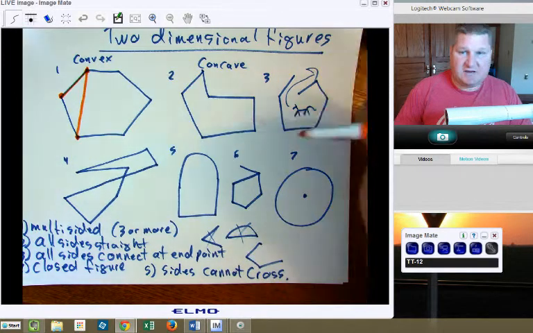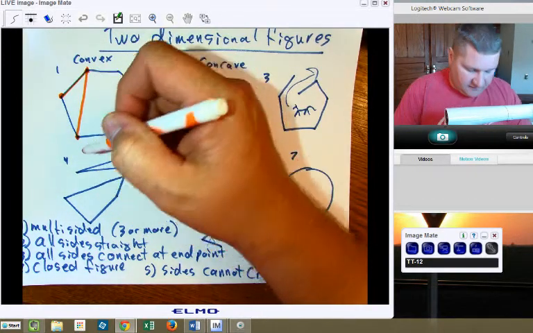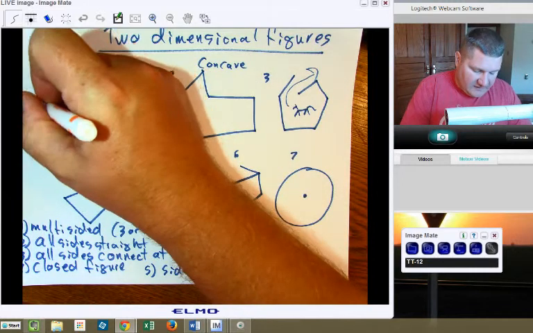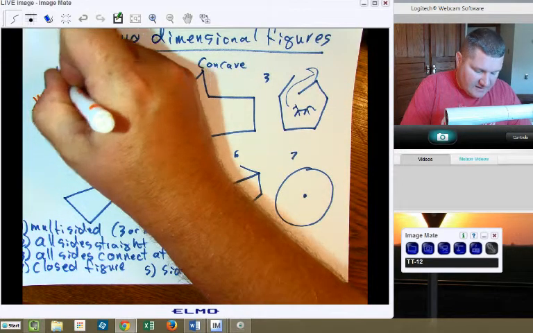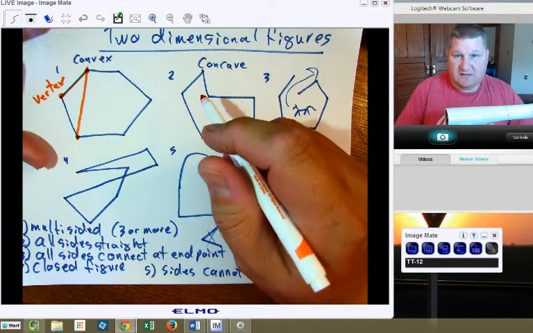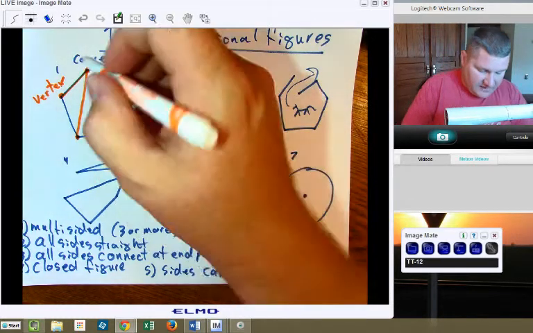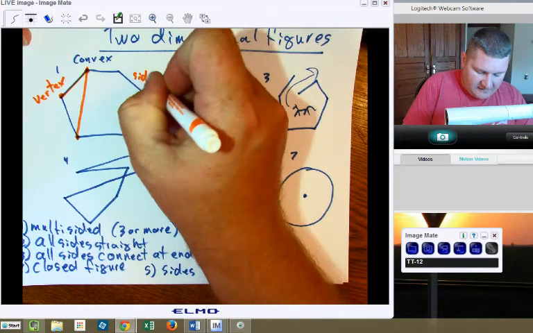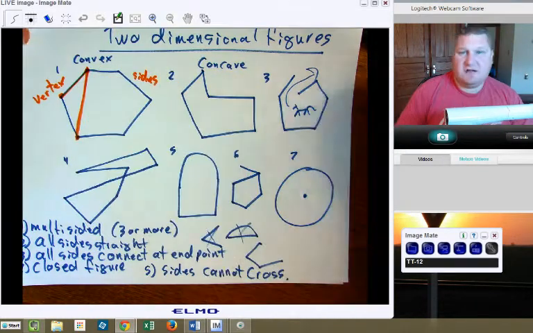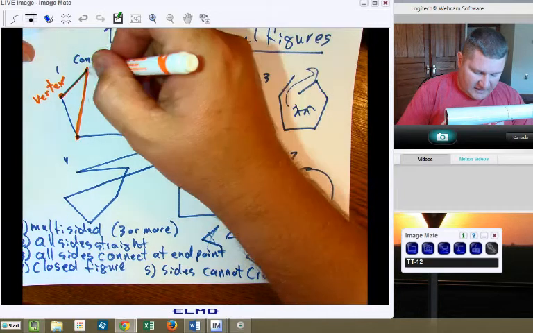This is a diagonal because they are non-consecutive vertices. So where two sides come together, it's a vertex. Why? Because it makes an angle. So it makes sense that if it makes an angle, you have a vertex. All of these are called sides. And if I connect two non-consecutive vertices, then it is a diagonal.